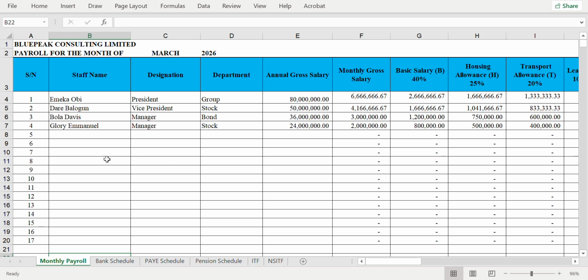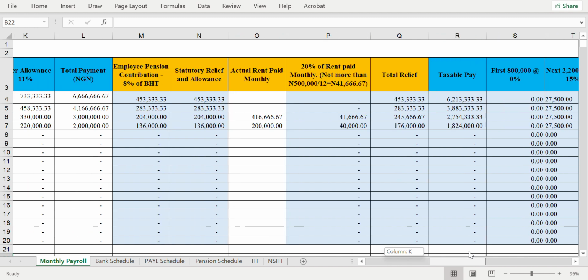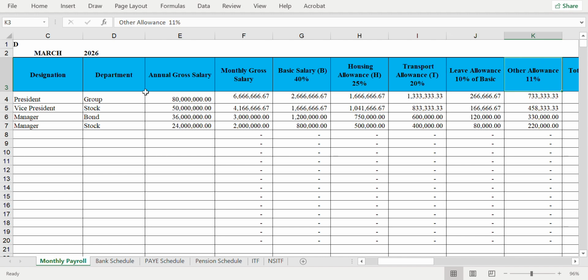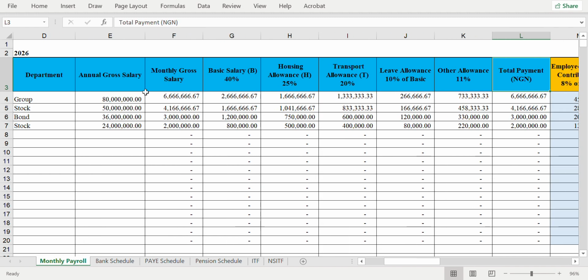Now, there's something I want to point out here. This is the monthly payroll, we have the number of staff, staff name, designation, department, annual gross, basic. Now, this monthly gross is divided into basic, housing, transport, leave allowance, other allowance, and total, which is based on the company policy. So you are the one to set it to meet your own company policy.